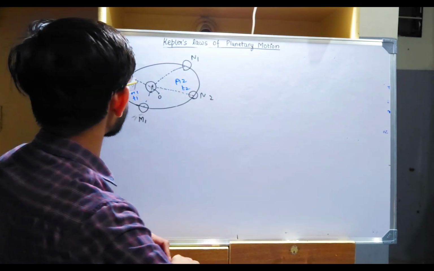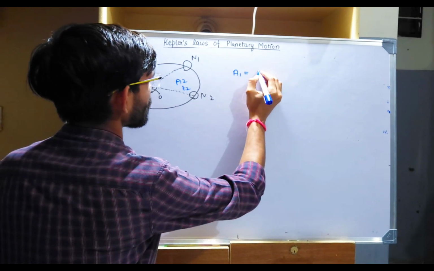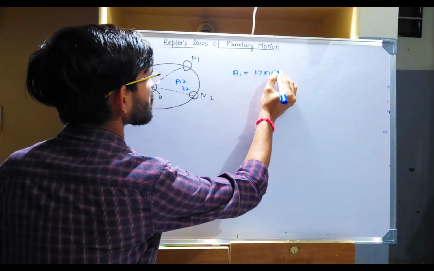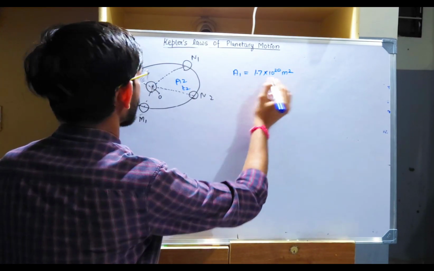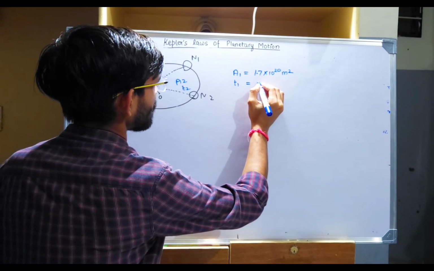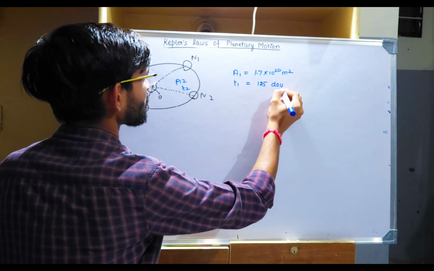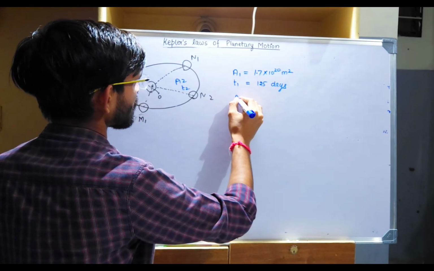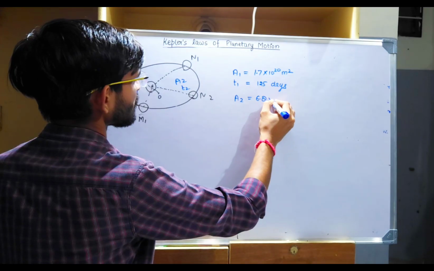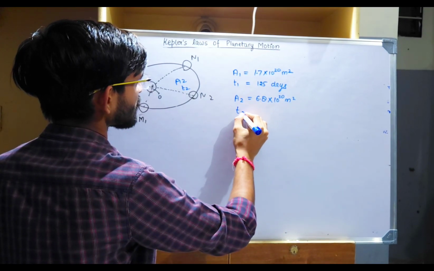In the question, it is given that if A1 is equal to 1.7 into 10 raised to power 20 meter square, and if T1 is 125 days, then A2 is given as 6.8 into 10 raised to power 20 meter square. We have to find T2.